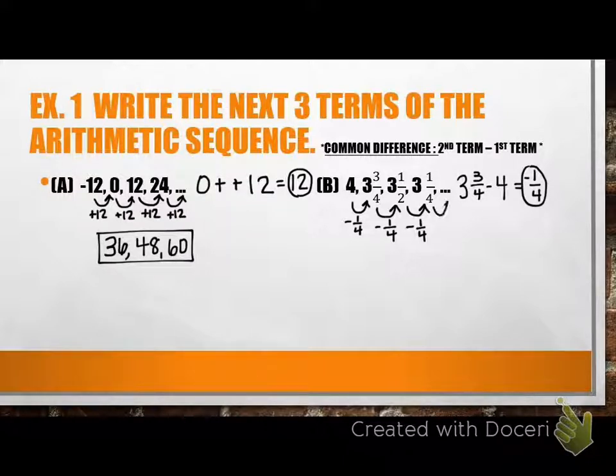So let's keep going because I want the next 3 numbers. What's 3 1/4 minus a fourth? 3. What's 3 minus a fourth? 2 3/4. And what's 2 3/4 minus a fourth? 2 1/2. So the next 3 numbers are 3, 2 3/4, and 2 1/2.